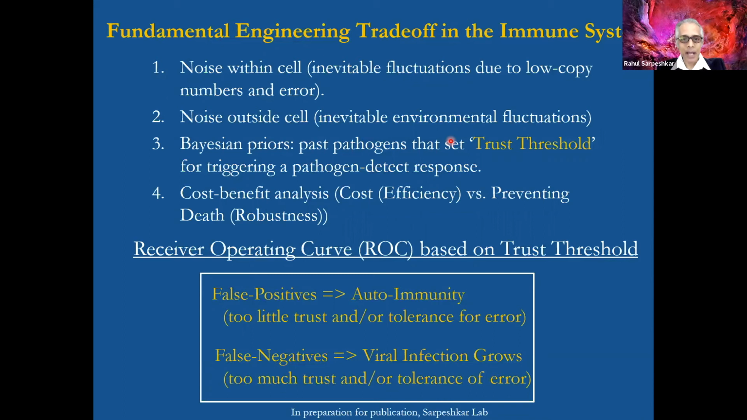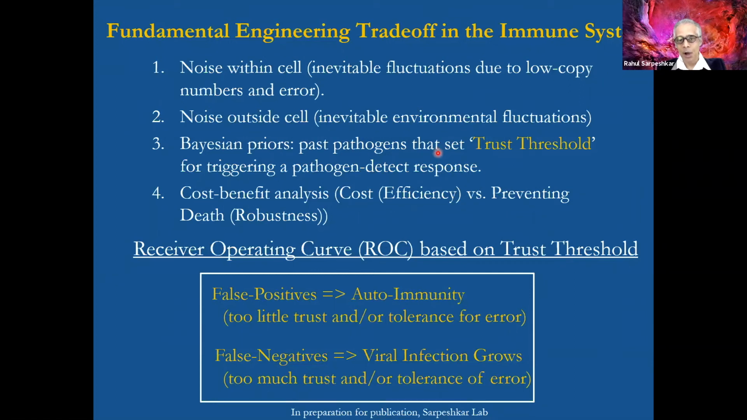The past pathogens of the immune system are going to set a trust threshold. It might say, that just looks like something I've seen before, that's not a virus, that's just normal fluctuation. But if it's seen many past pathogens before, like many past coronaviruses, it might go, whoa, that looks really weird. I don't like the look of that. And I'm now going to examine that very carefully.